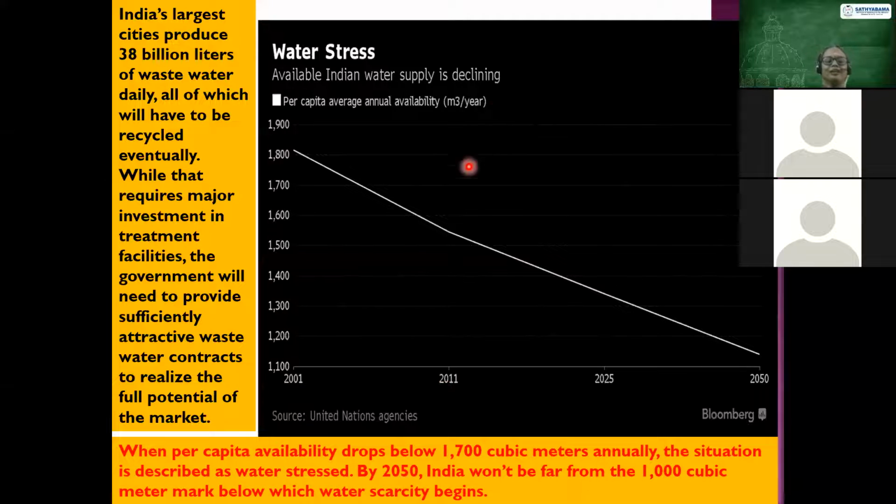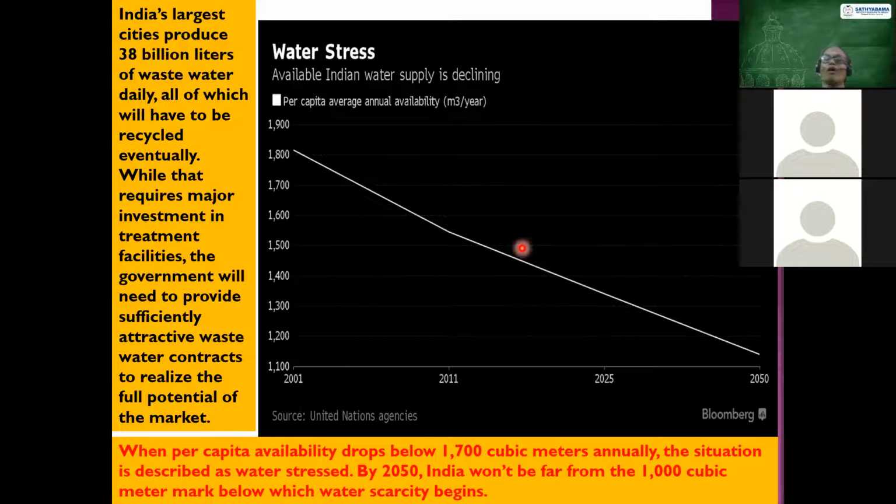Okay, so you just see that this range is decreasing, 1800 per capita, per head. We were saying that in 2015 water is stressed in India. You just see from 1800 cubic meter to 1000 cubic meter. You all know 1 cubic meter equals 1000 liters. How come it is getting reduced?